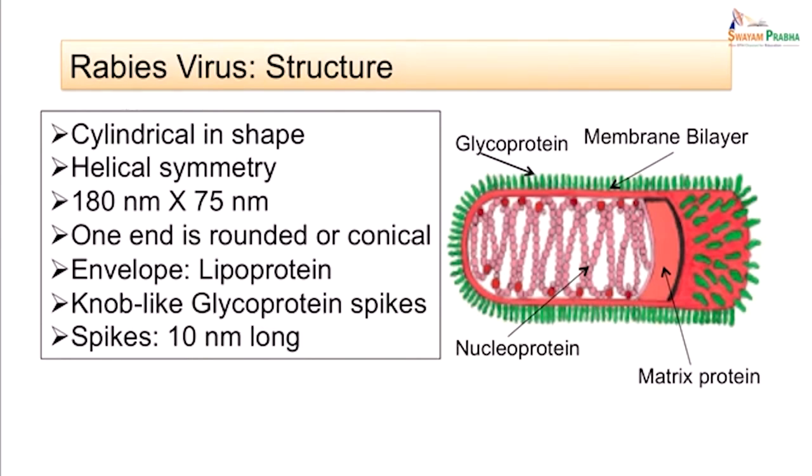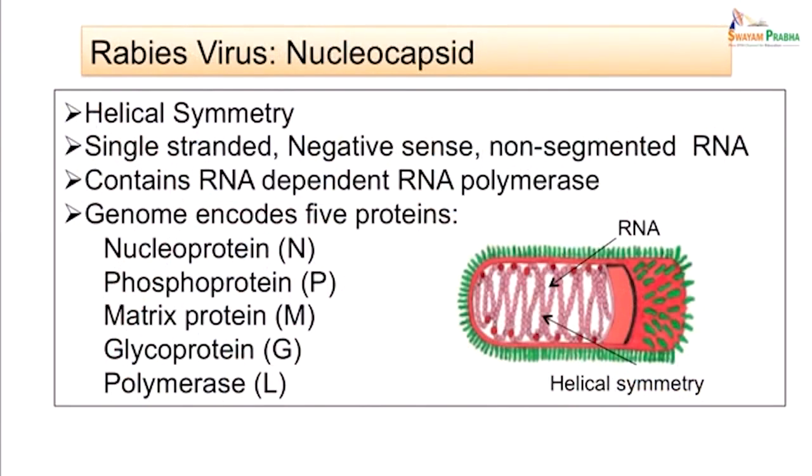The virion particle is surrounded by a lipoprotein envelope where the lipid part is derived from the host membrane and the protein is virus coded. The envelope is studded with knob shaped glycoprotein spikes which are about 10 nanometer long. Below the envelope, there is a layer of matrix protein. The nucleocapsid has helical symmetry and the genome consists of single stranded negative sense non-segmented RNA. It also contains RNA dependent RNA polymerase. The genome encodes 5 proteins: nucleoprotein N, phosphoprotein P, matrix protein M, glycoprotein G and polymerase L.